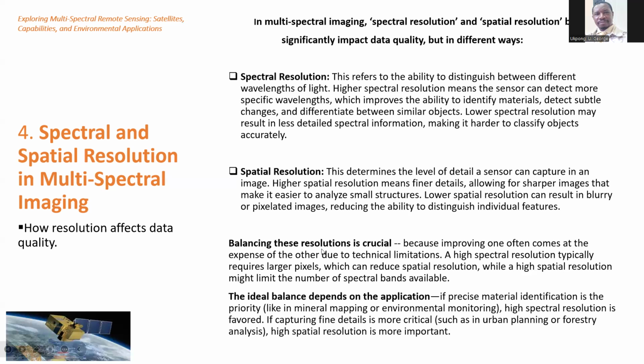And balancing this resolution is very crucial, because improving one often comes at the expense of the other due to technical limitations. A high spectral resolution typically requires larger pixels, which can reduce spatial resolution, while a higher spatial resolution might limit the number of spectral bands available. So the ideal balance would depend on the application.